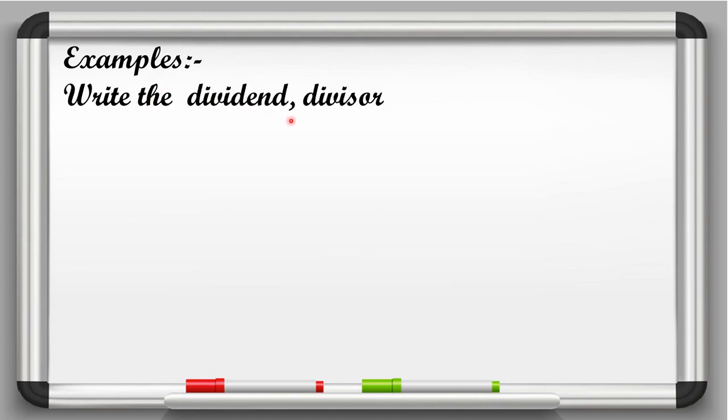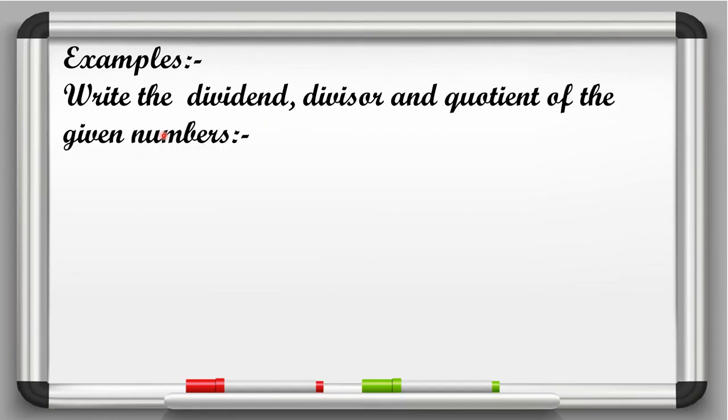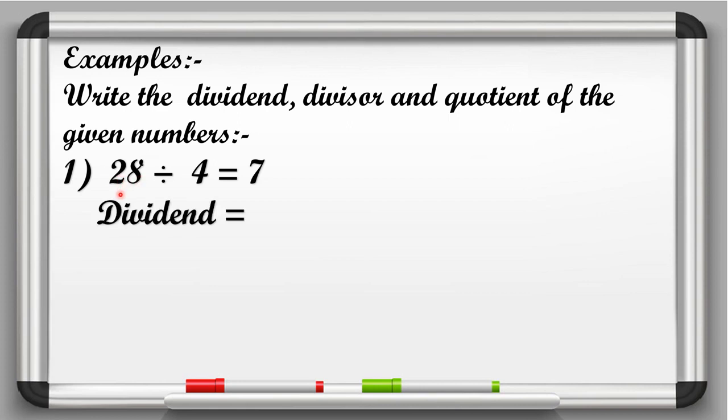Understood? Now we will learn it with the help of an example. So here, write the dividend, divisor and quotient of the given numbers. Okay, so here we are given 28 divided by 4 is equal to 7. Now we have to find out which is the dividend, divisor and quotient of these numbers. So here we have to divide 28. So 28 is the dividend.